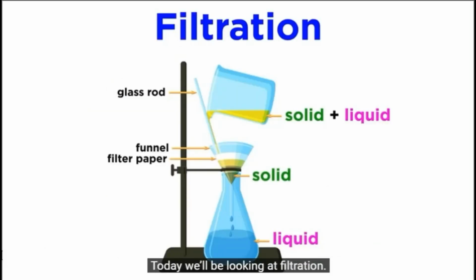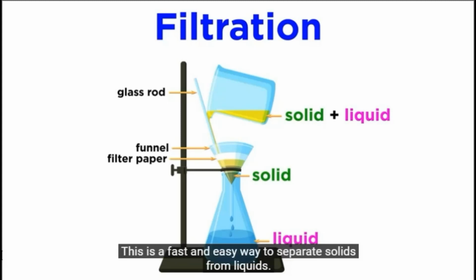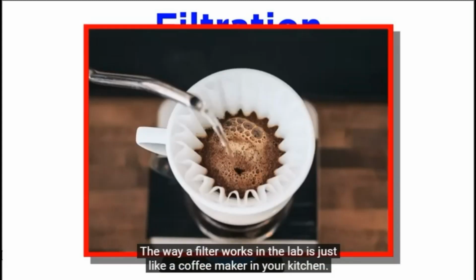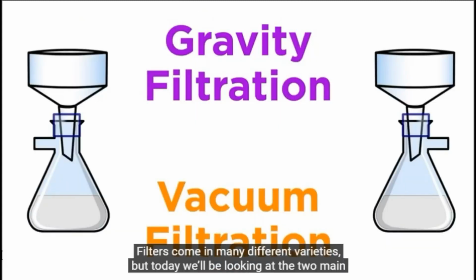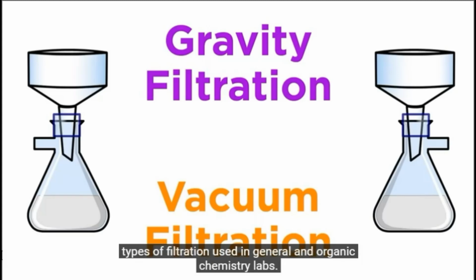Today we'll be looking at filtration. This is a fast and easy way to separate solids from liquids. The way a filter works in the lab is just like a coffee maker in your kitchen. You pour solid items into a filter and the liquids go through while the solids stay on top. Filters come in many different varieties, but today we'll be looking at the two main types of filtration used in general and organic chemistry labs.